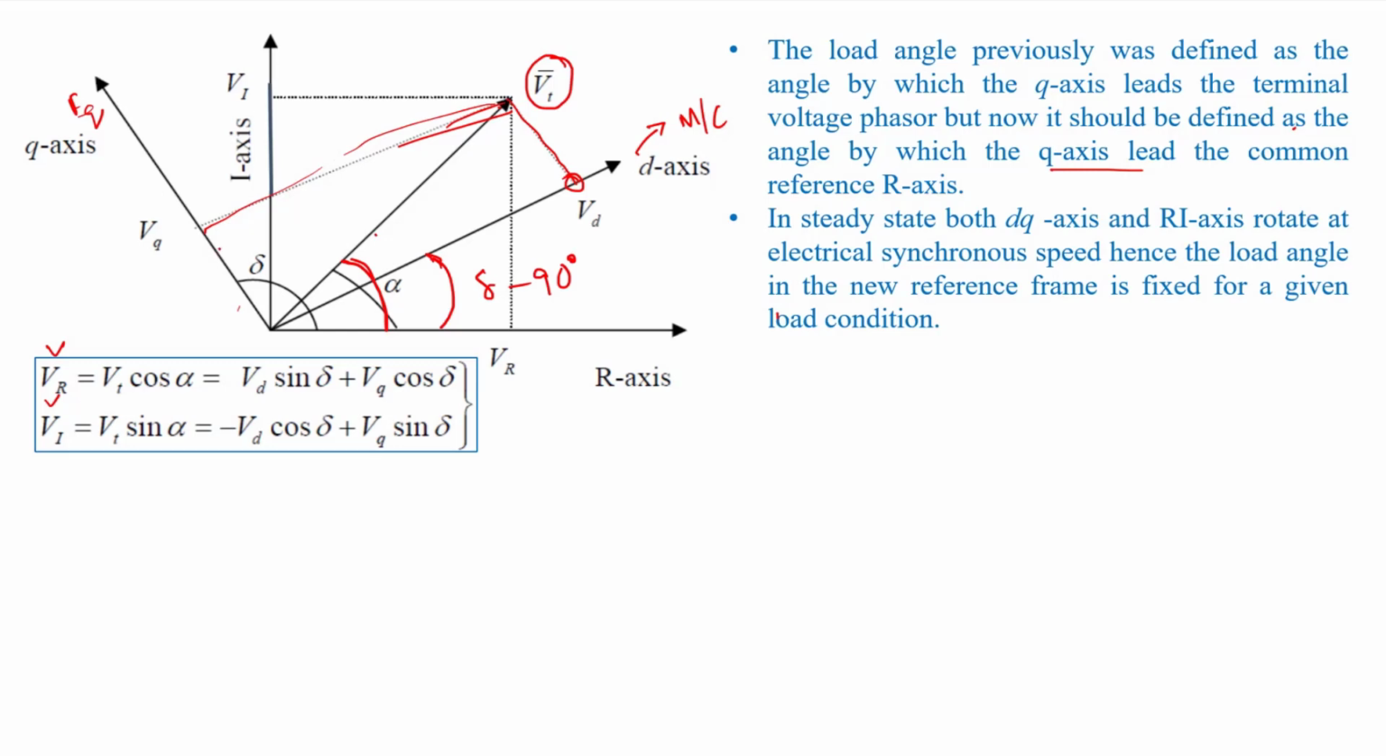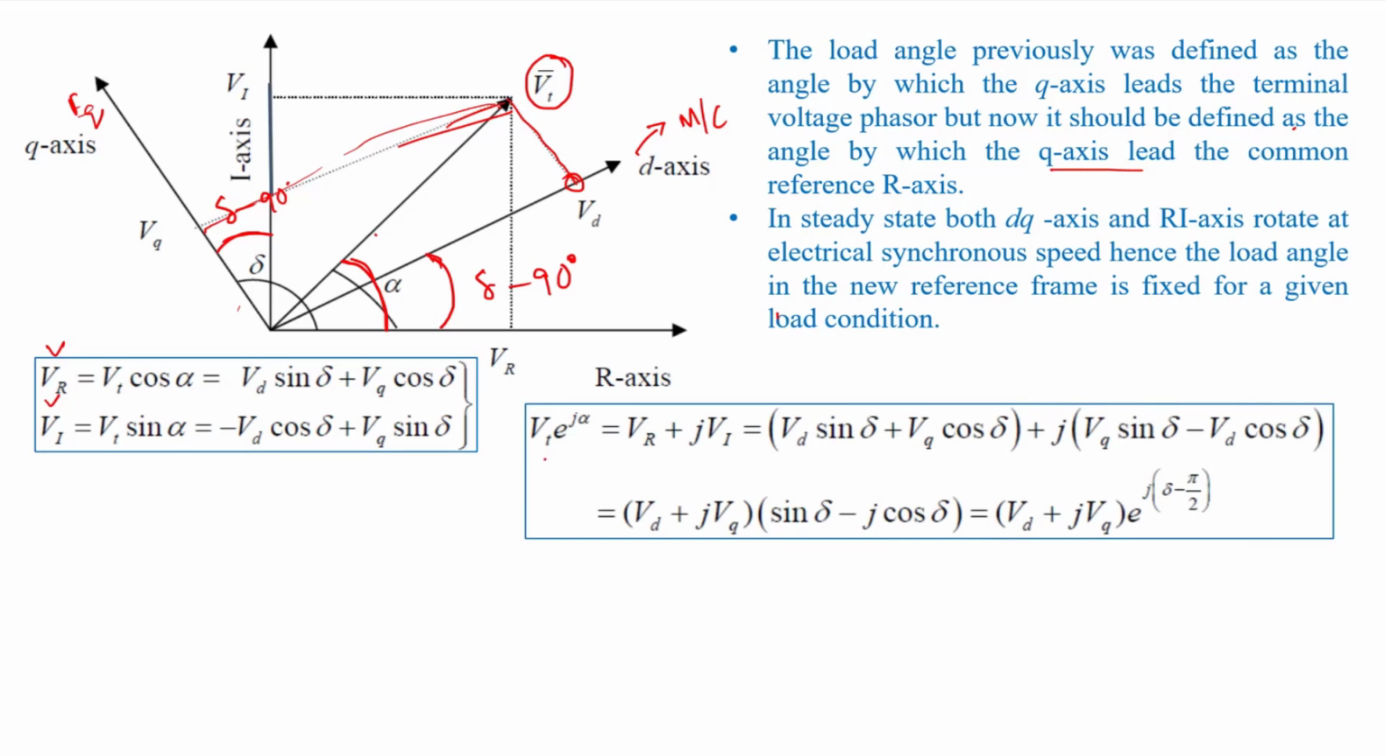And here also the same case. VQ will also make an angle of delta minus 90 degrees with the I axis. Therefore, your VR in terms of VD and VQ will be VD cos of delta minus 90, which is VD sin delta, plus VQ cos delta. Similarly, your VI in terms of VD and VQ will be minus VD cos delta plus VQ sin delta.